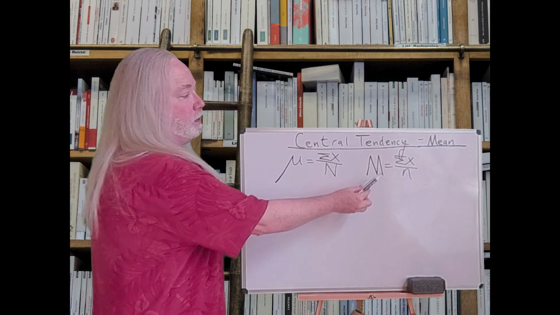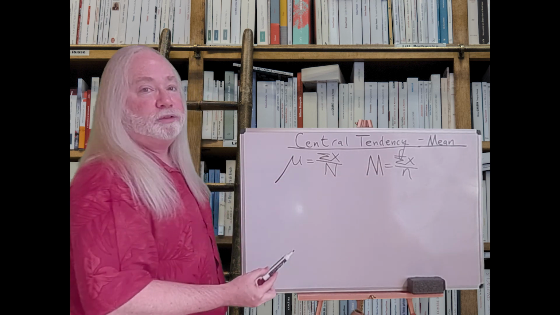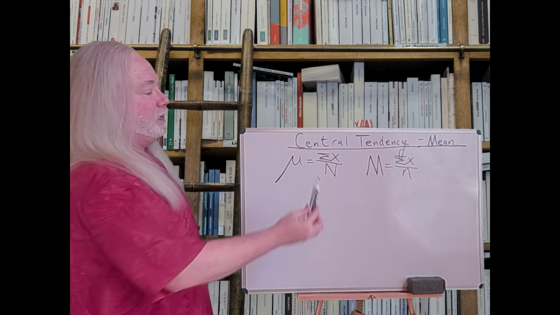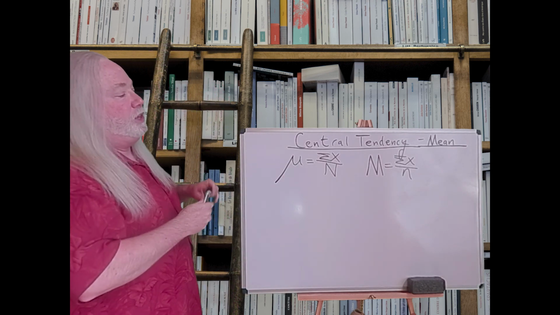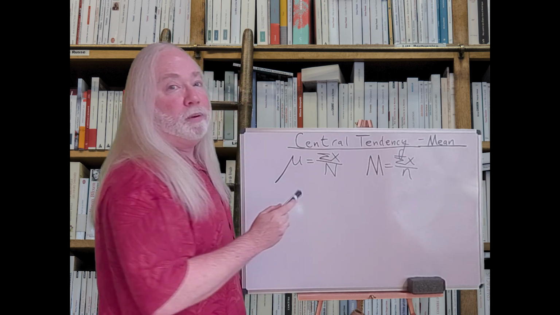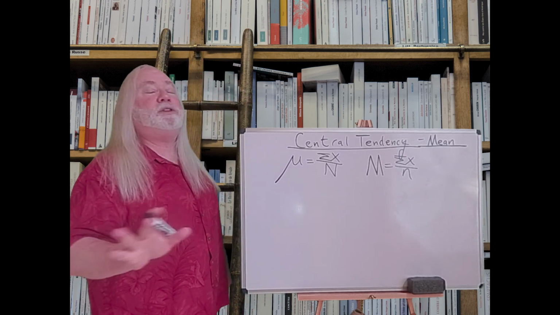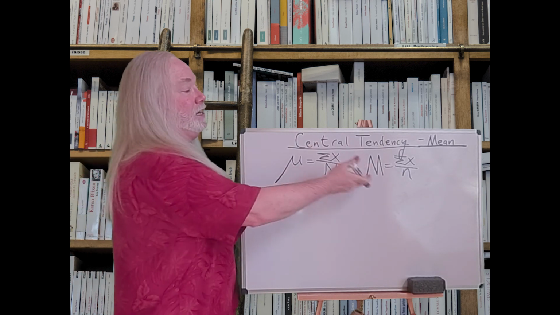The sample mean is the summation of raw scores divided by the number of raw scores. It's the same calculation, right? This and this are identical. The only thing that's changed is these symbols tell you it's a population. These symbols tell you that it's a sample. For this chapter, it doesn't make any difference. Population, sample, it's all just adding and dividing, if you will.